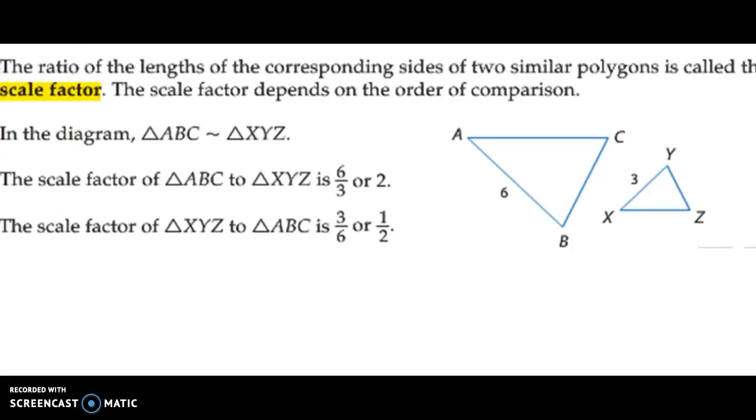All right, scale factor. That proportion is called a scale factor. It's what we can multiply one side by to get the other, and vice versa. If we're comparing AB to XY, 6 over 3 would be a scale factor of 2. If I was going the opposite way, XY over AB, 3 over 6 is 1/2. So notice there are two different scale factors: one if you're going bigger, and one if you're going smaller.